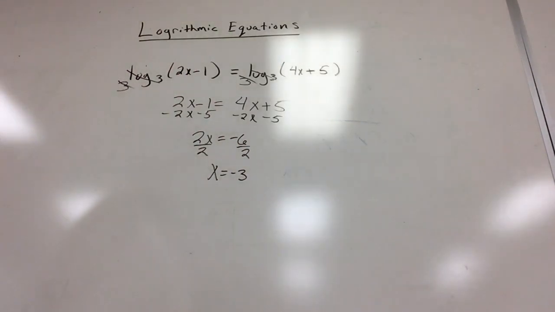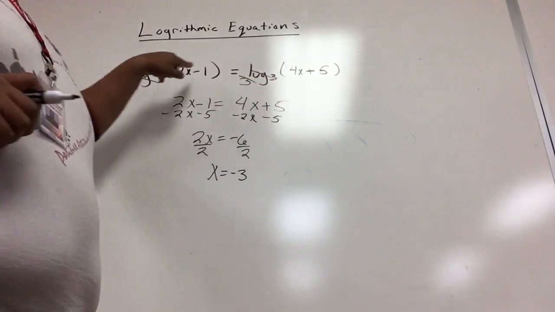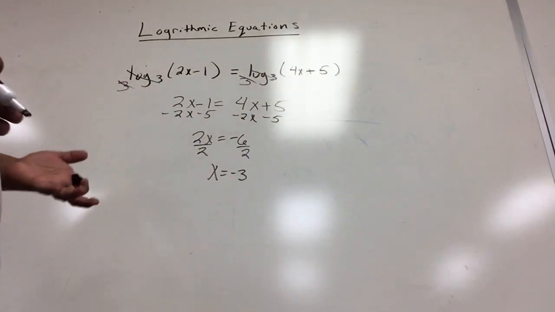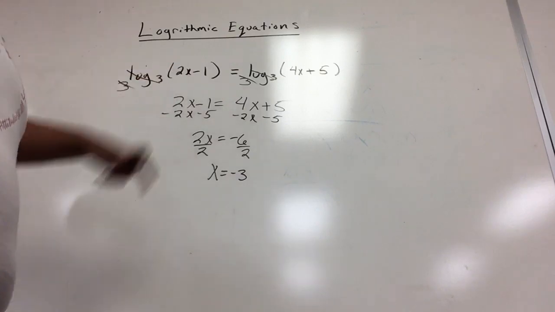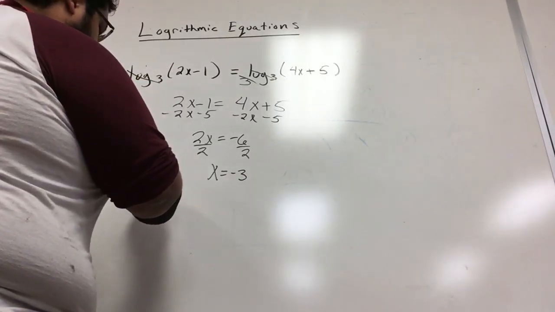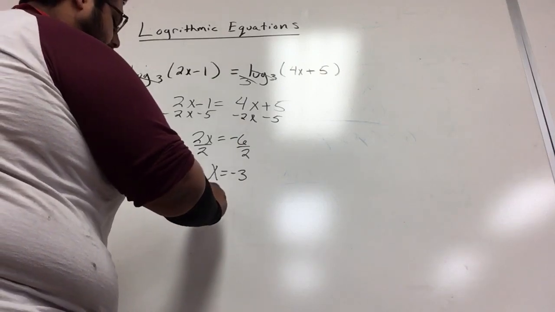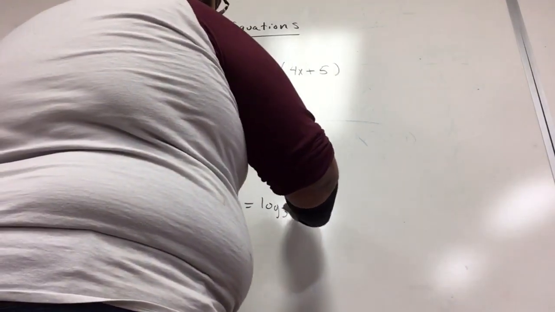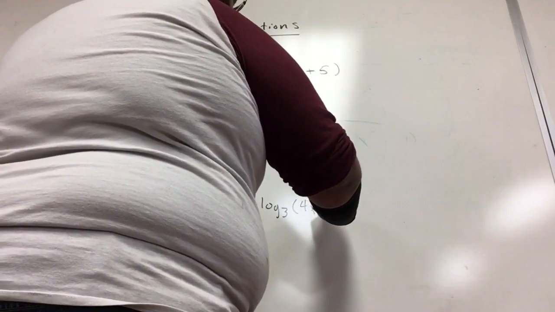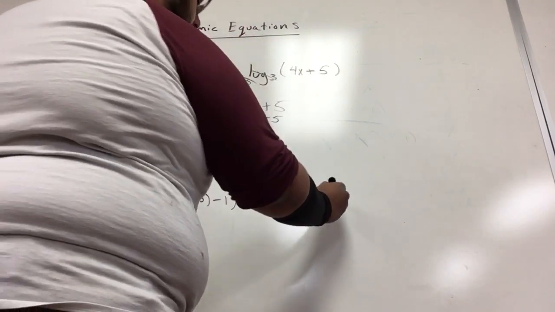Now, this next step is very important. You need to take your solution and plug it back into the original equation, because there are chances that we get no solution. So if I take x equals negative 3 and plug it back into both sides, this gives me log base 3 of 2 times negative 3 minus 1 equals log base 3 of 4x plus 5. In this case, it's not x anymore, it's now negative 3, and I want to work them out.